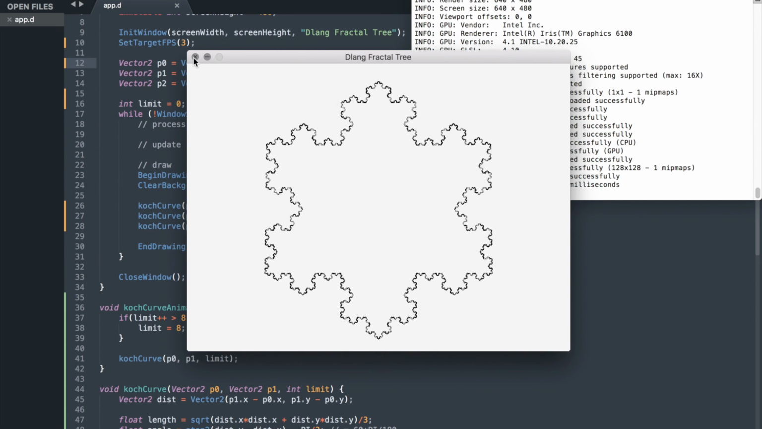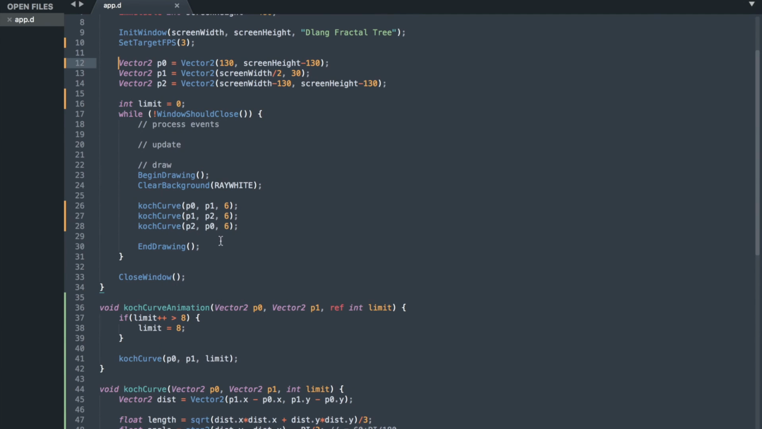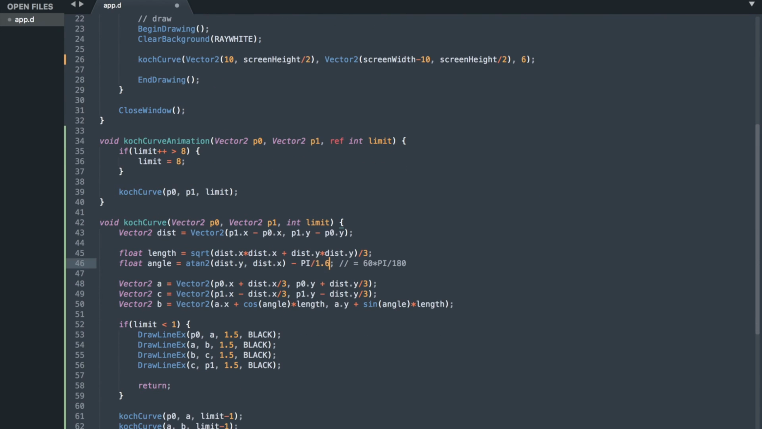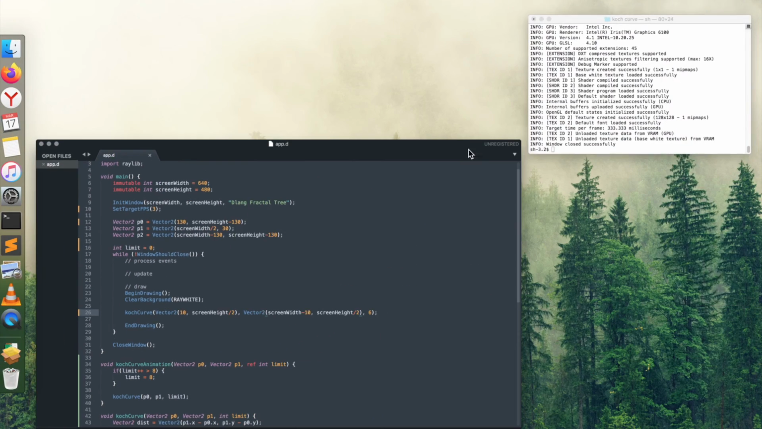That's it. Play around with the code and change some variables. You may find interesting shapes. For instance, changing the angle of the Koch curve to pi over 1.6 creates a wave-like pattern.